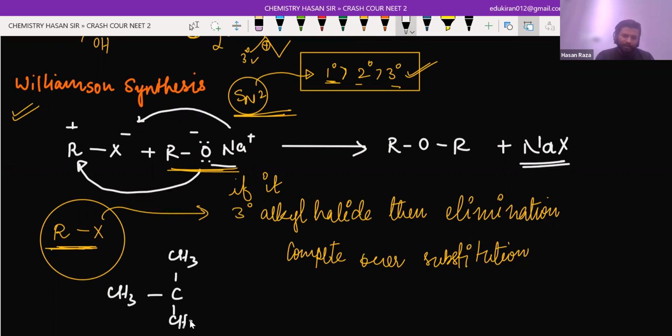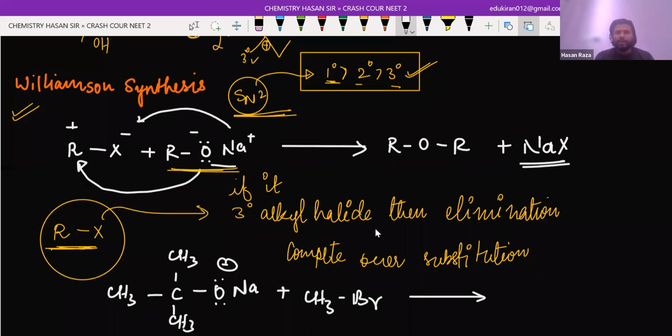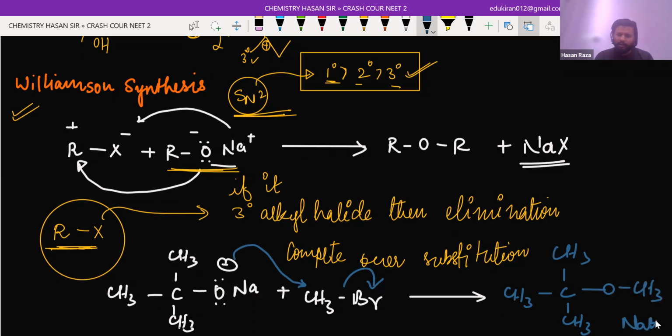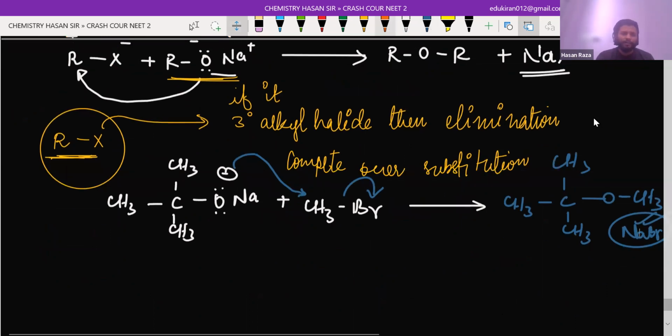It can be like this, and then this is your O, and this is your O negative, and if you react this with CH3Br, you can see the alkyl part is primary. This will move and this will attack here, and you will get CH3, C, CH3, and then again CH3, and then O, and after O there will be CH3, and NaBr will be the byproduct.